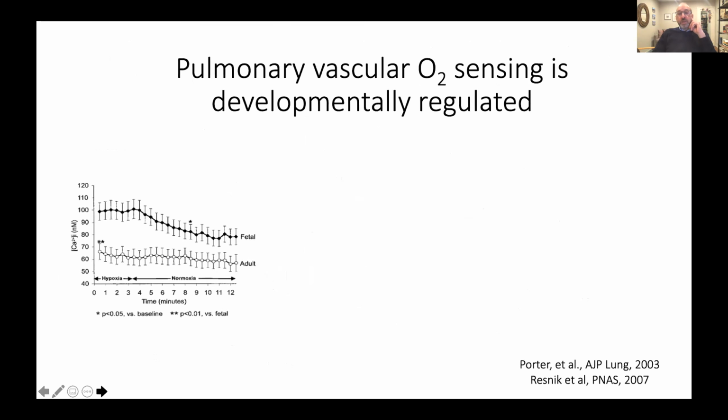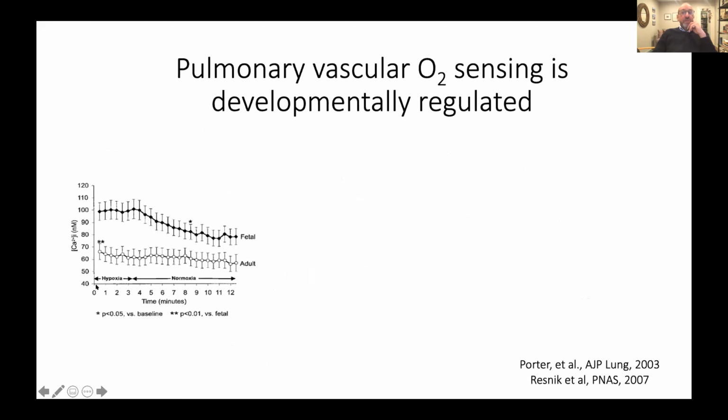But really, we didn't know exactly how nitric oxide really worked. We had some thoughts about it, and we really didn't know why the pulmonary circulation was able to sense and respond to oxygen in such a dramatic fashion. And so for the next many years, my lab embarked on trying to figure that out.